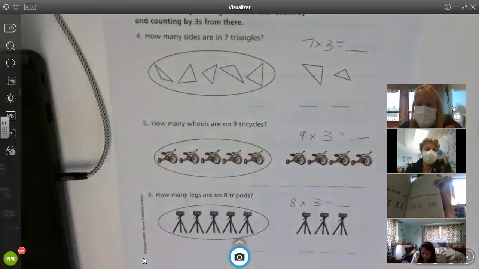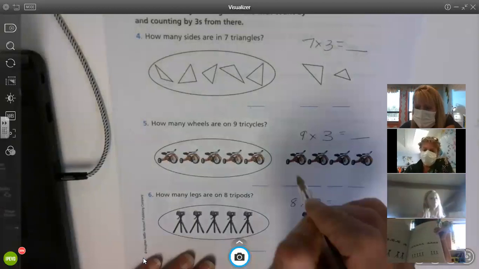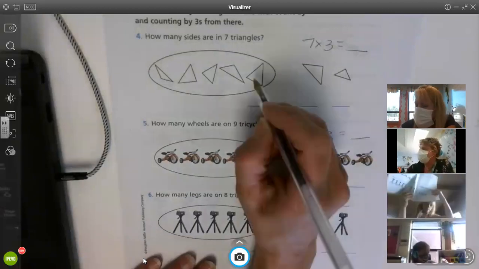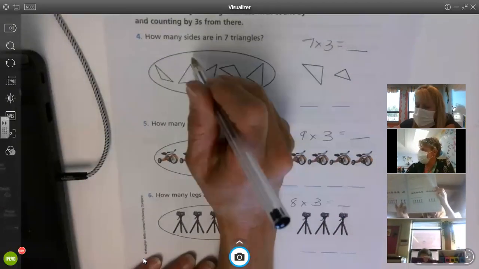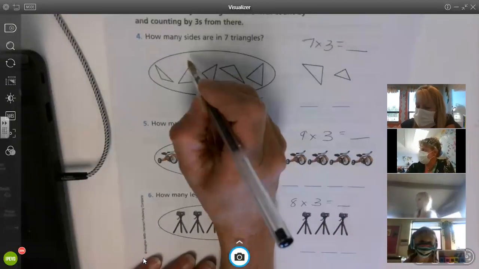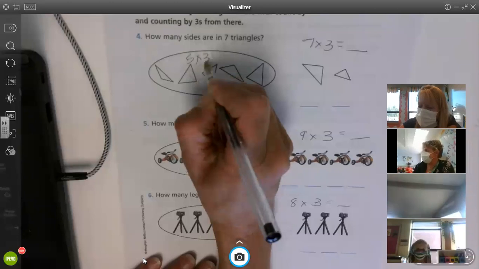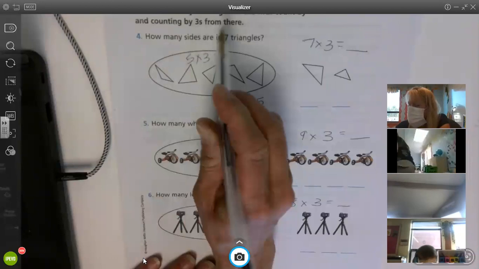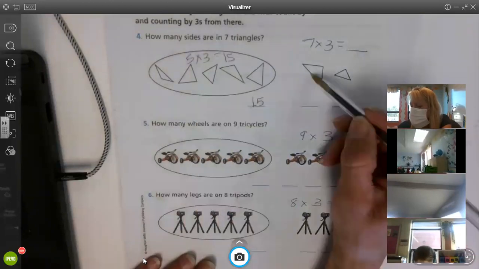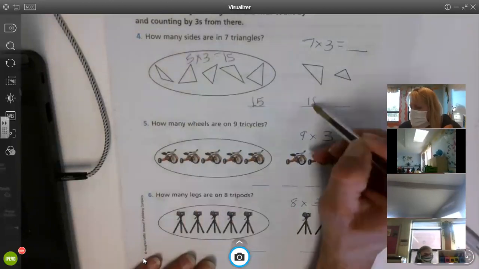So guys, because I went around and looked and Mrs. Harrison checked yours, do a quick check. Everybody should have got 15, because this is 5 times 3. You have 1, 2, 3, 4, 5, 6, 7, 8, 9, 10, 11, 12, 13, 14, 15. And then you should have counted on 16, 17, 18, 19, 20, 21.